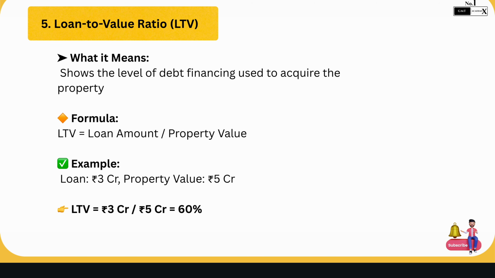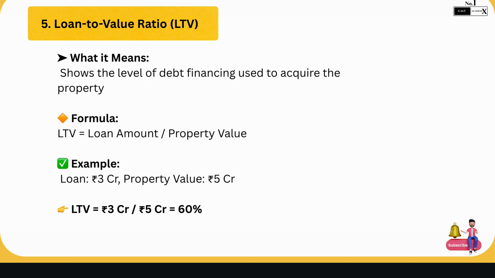The fifth one is loan to value ratio. In real estate private equity, most of the funds check the LTV. LTV shows the level of debt financing used to acquire the property. The formula is loan amount divided by property value. Let's say the loan is 3 crore and the property value is 5 crore. So 3 crore divided by 5 crore means the LTV for that property is 60%.